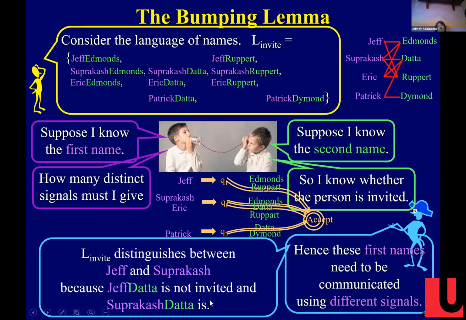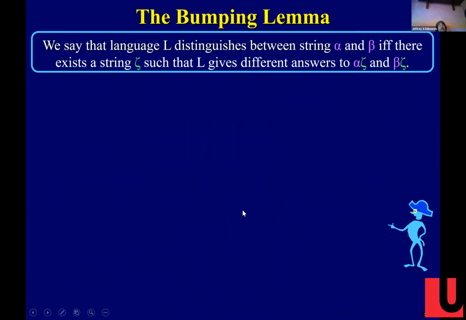Because the future depends on whether it's Jeff or Supercash, right? For Jeff Data, I don't invite them, but if it's Supercash Data, then the second guy does invite them, right? So the second guy needs to know whether it's Jeff or Supercash. So that's why the first guy sends a different message with Jeff and with Supercash, right? But Supercash and Data are not distinguished, so we can send one message, right? Everybody kind of following that?